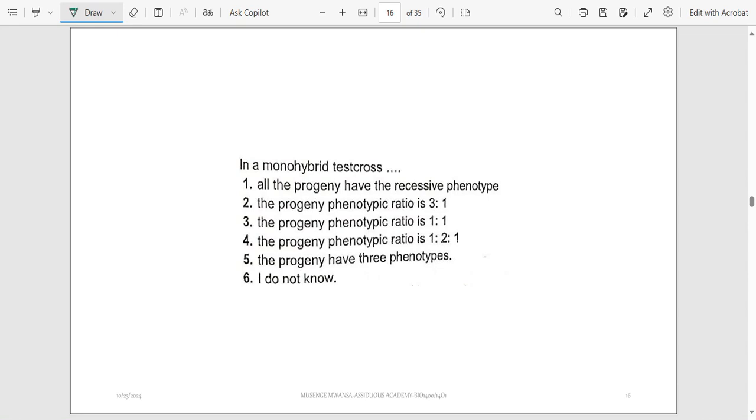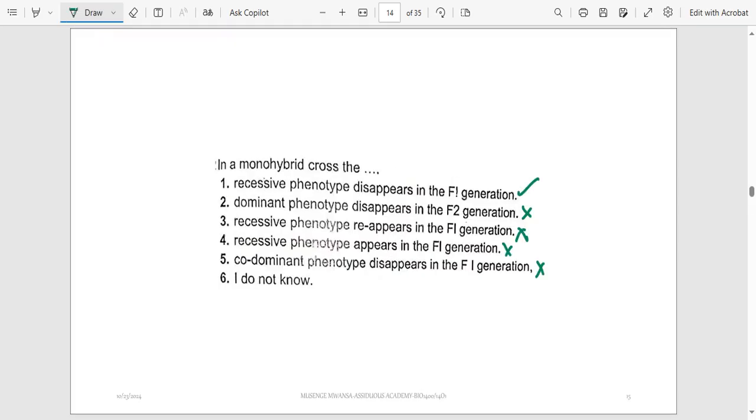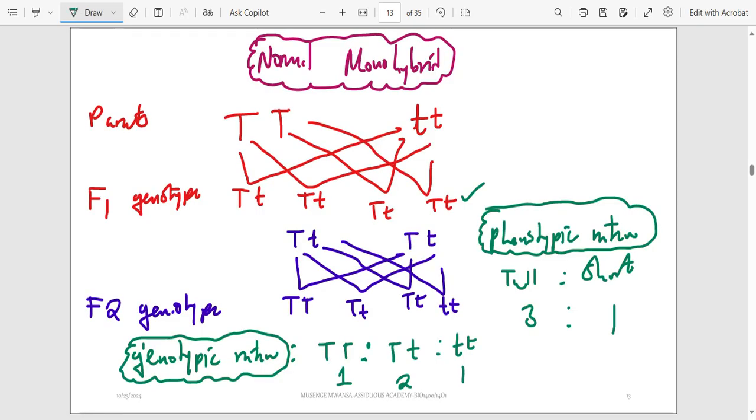In a monohybrid test cross, remember this is a test cross. In a monohybrid test cross, all the progeny have the recessive phenotype. You can just use this one. Okay.